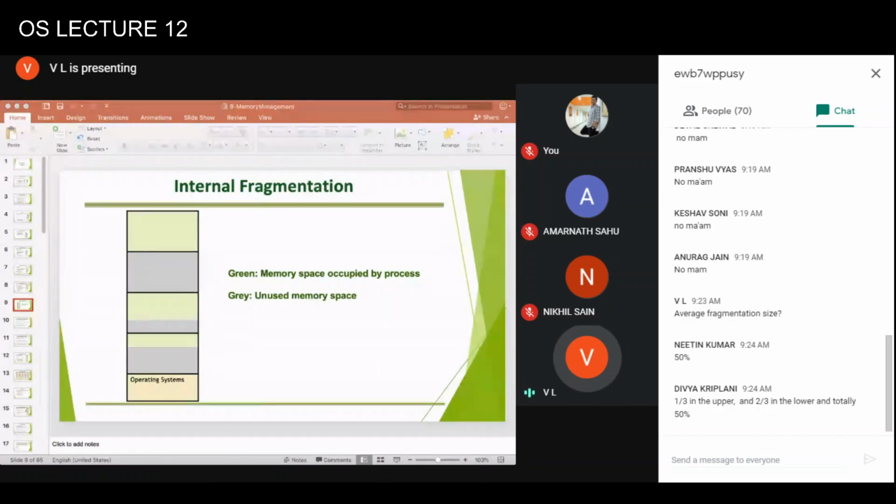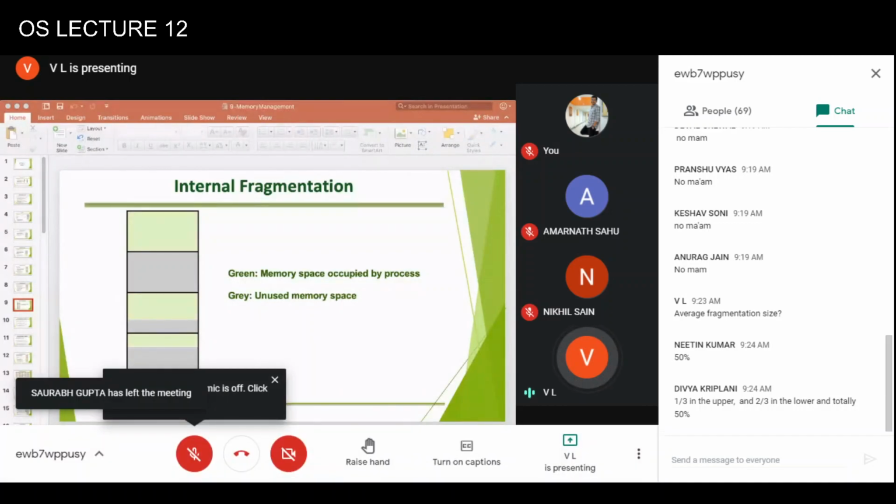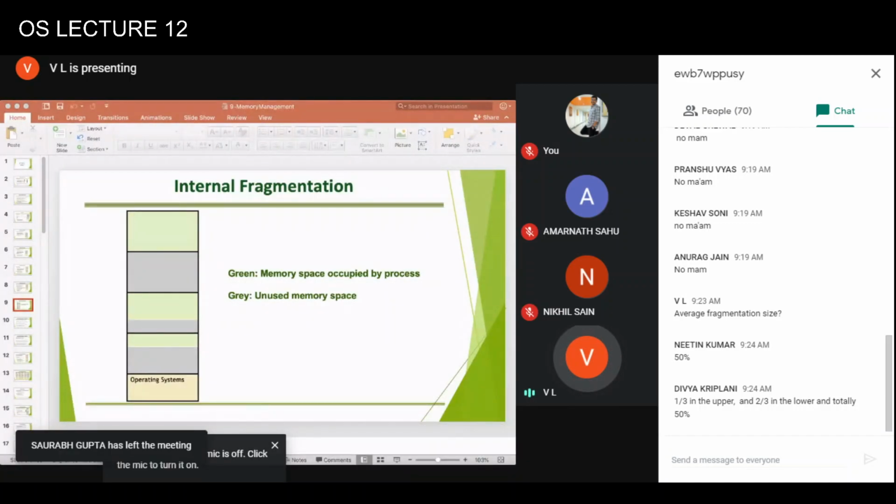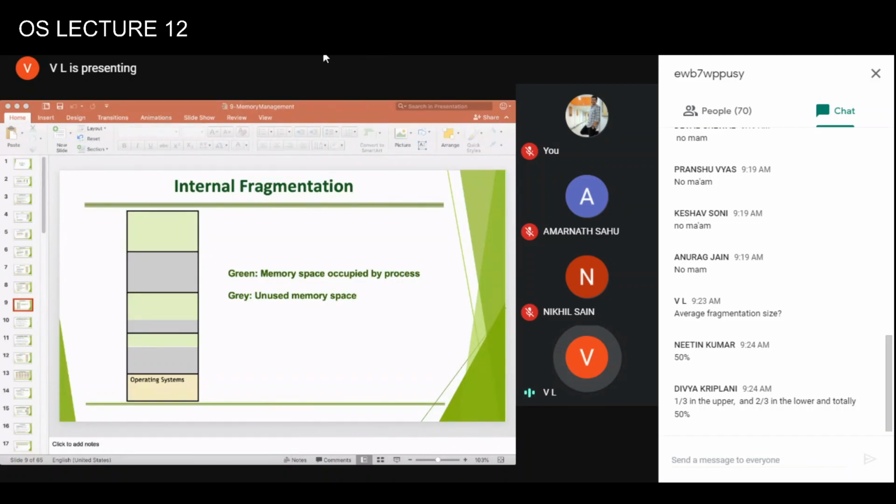Tanmay, can you tell me what will be the average size? Average fragmentation will be 50% of what? It will be half the partition size. So whatever size of partition that you are keeping, it will be half the partition size. Divya, can you explain your answer? 1/3 in the upper and 2/3 in the lower, total 50%. I'm not talking about this particular scenario.